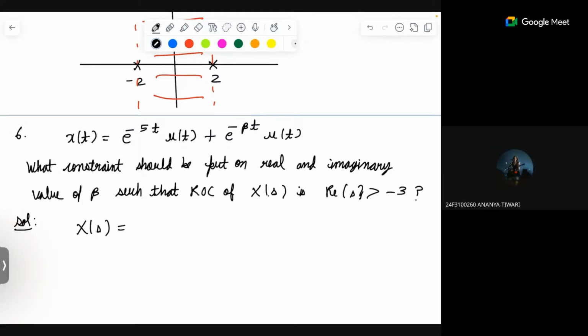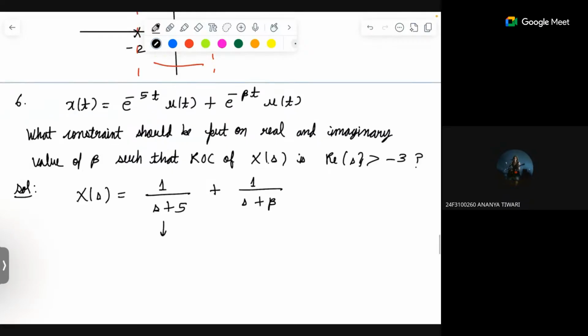Okay, now 2 minutes are over, so let me also start solving. x(t) is the sum of these two signals, so their Laplace transform will also be the sum. For the first one, can someone tell me the Laplace transform? 1 by s plus 5. Yes, 1 by s plus 5. And similarly for the second one, it will be 1 upon s plus beta.